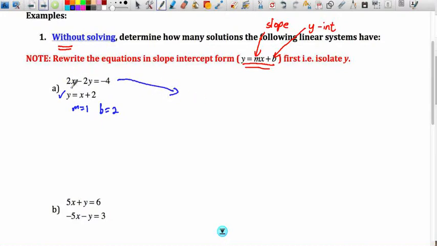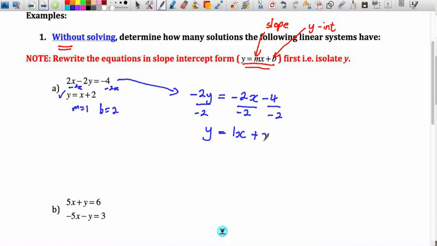The first thing I'm going to do is subtract 2x from both sides. That's going to give me minus 2y is equal to minus 2x minus 4. Then I'm going to divide all terms in the equation by minus 2 so that I can get y by itself. A minus and a minus is a plus, so we have 1x, and a minus and a minus is a plus again, plus 2. Hopefully what you realize at this point is we have our two equations which are identical.